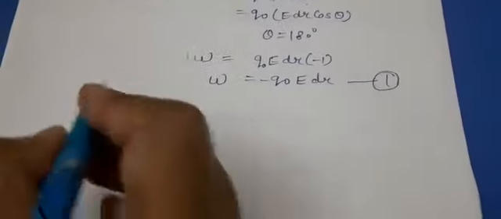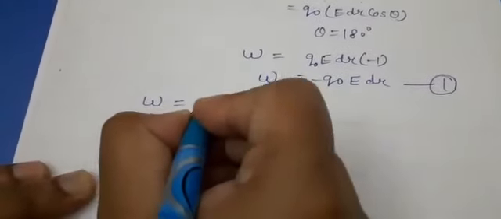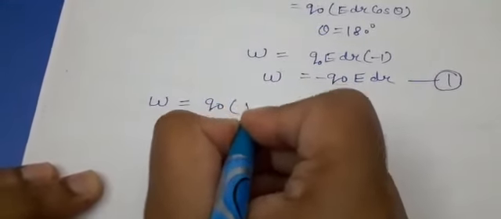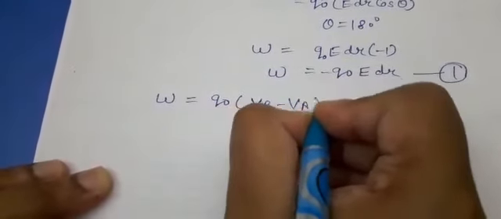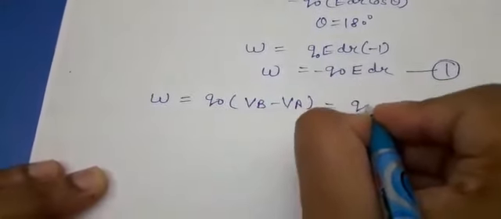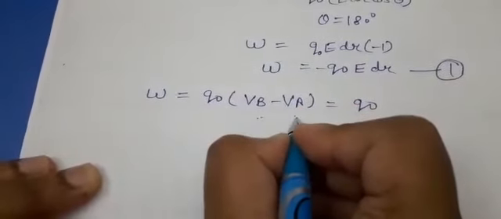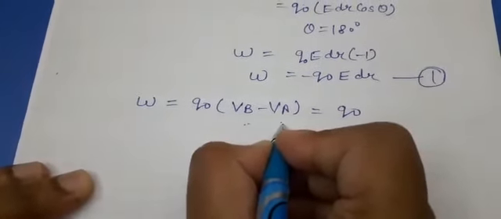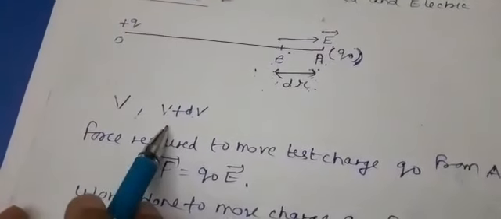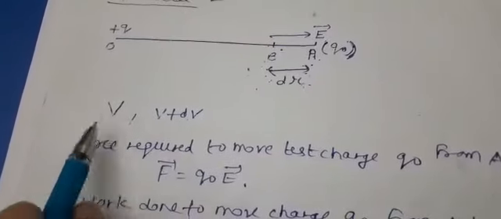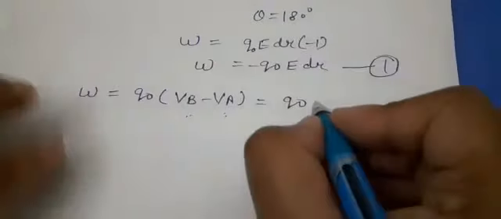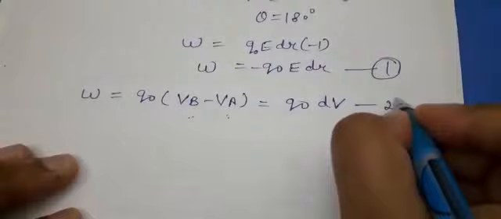Now, by the definition of potential difference, work done is given by Q0 into VB minus VA. This is a change in potential corresponding to points A and B. At point A potential is V and at B it is V plus dV, so the difference will be V plus dV minus V. That will be Q0 into dV.